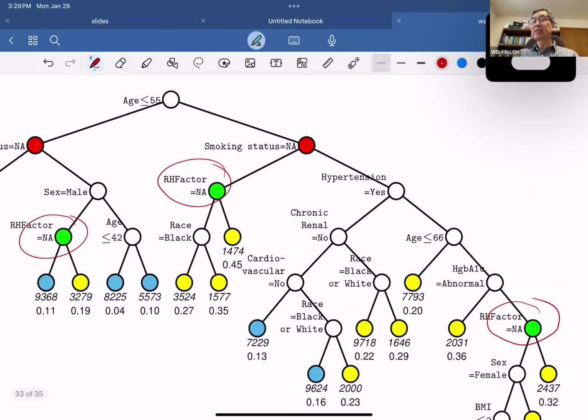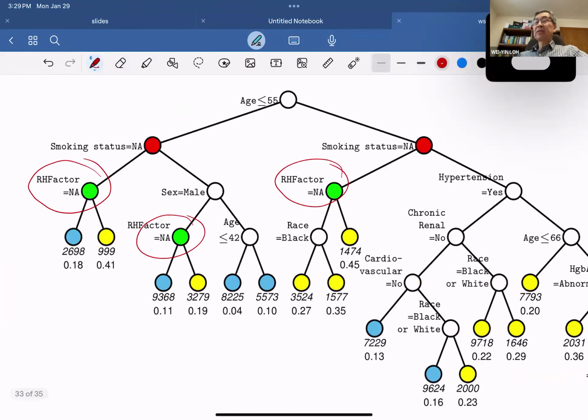What is RH factor? RH factor is rhesus factor. Rhesus factor is binary, plus or minus. It's your blood type, plus or minus. You could be O negative, O positive, A negative, A positive. So here, not knowing your rhesus factor is indicative of severity of disease.